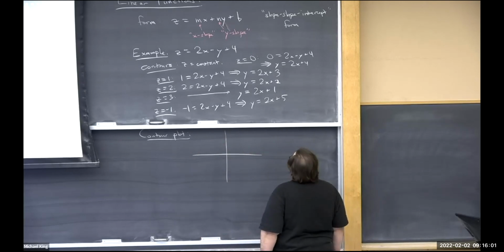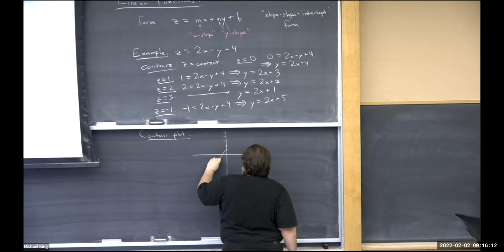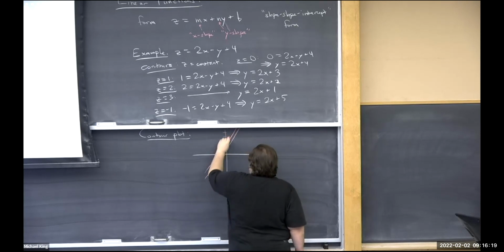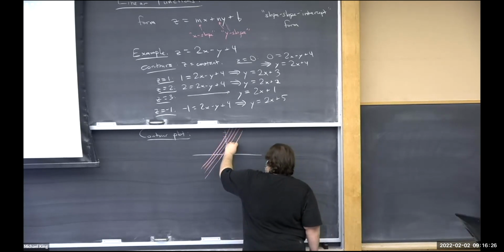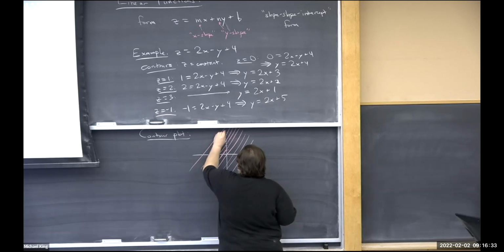2x plus 1, I guess, is the, let me just maybe mark off some. So I need a slope 2 line. So like that, like that, and so on, right? And you could just sort of see, well, it's going to be like this, right? For different values of z.